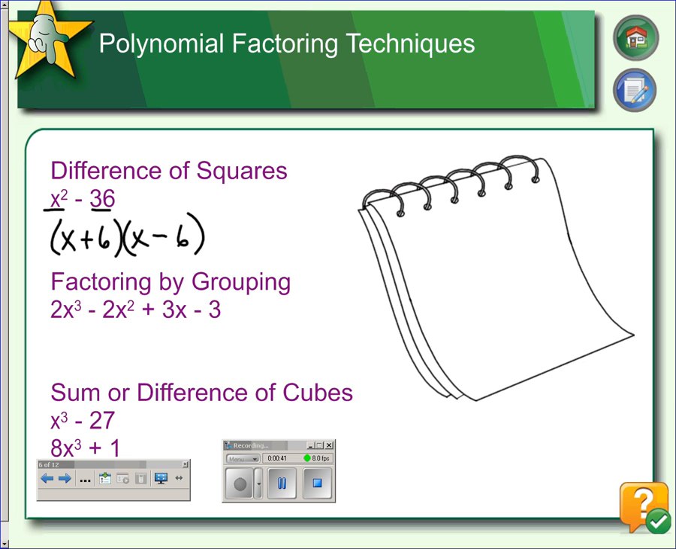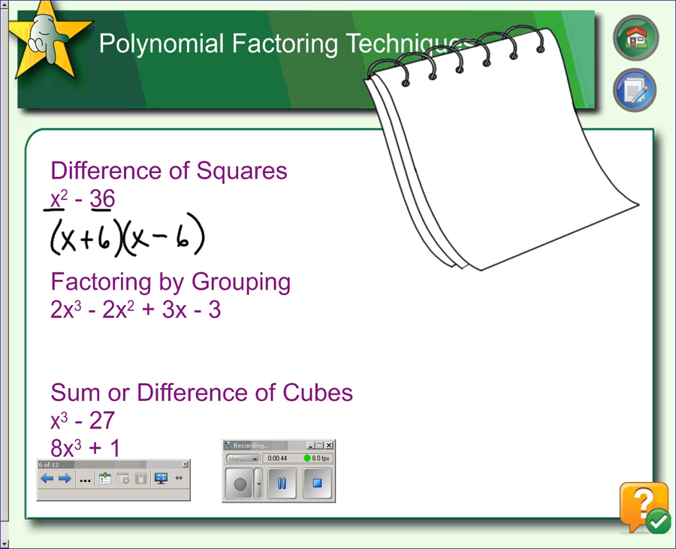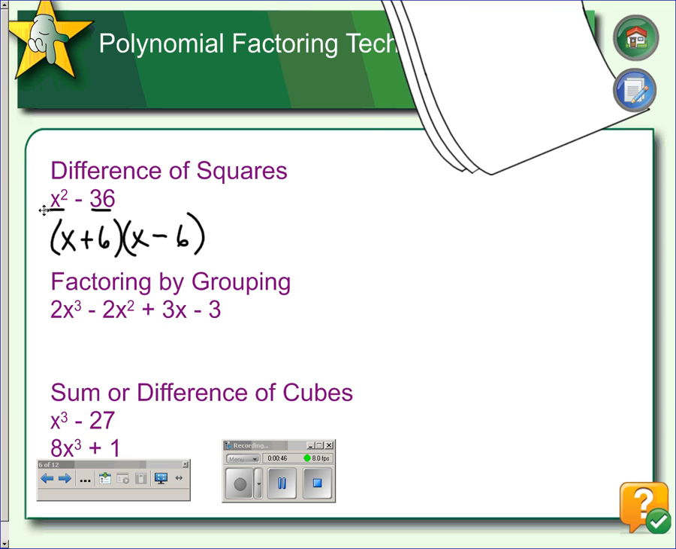Okay, so now for the main event, factor by grouping. To factor by grouping, you take your polynomial and make sure it's in standard form with your highest exponent first, and then you divide it into two groups. Once you have it divided into two groups, you look at each group as a separate unit, and so we're focusing just on this left side.